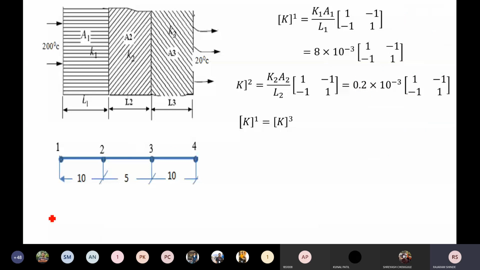Okay, now you tell me what is the global stiffness matrix here. Okay, you see here. Yes, is it correct? You check it.